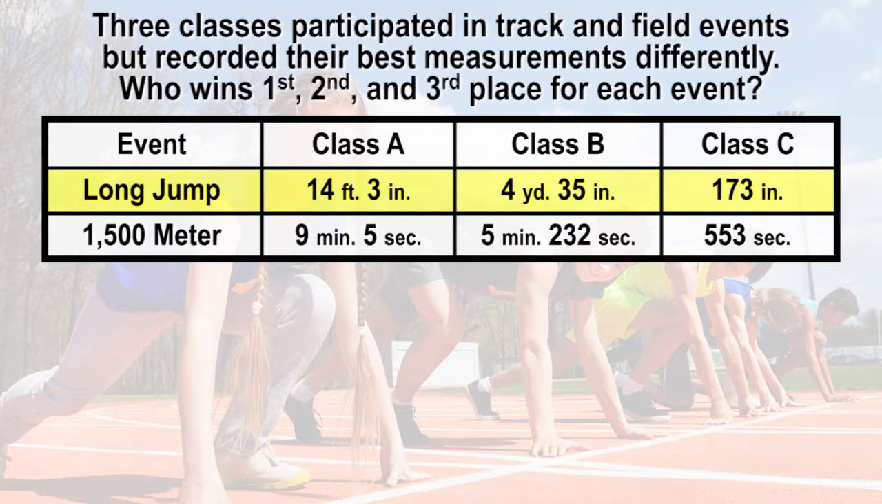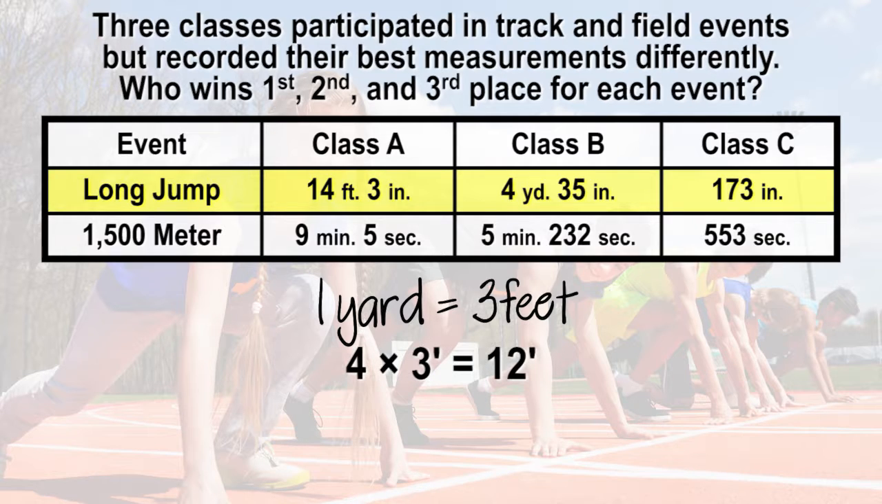First, who won the long jump? Class A used feet and inches, so let's convert Class B and Class C's measurements to those units. For Class B, the first unit is 4 yards. If 1 yard equals 3 feet, then 4 yards equals 4 times 3, or 12 feet. So Class B's long jump was 12 feet 35 inches.